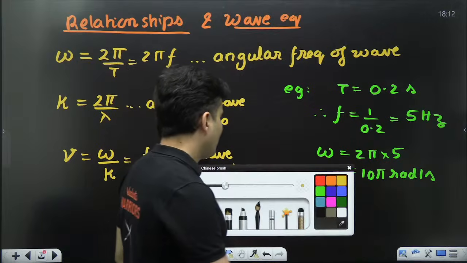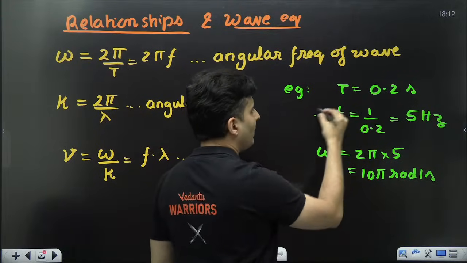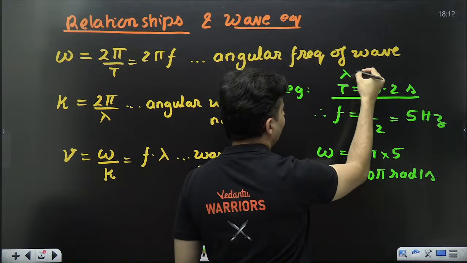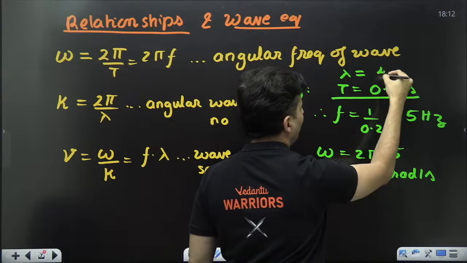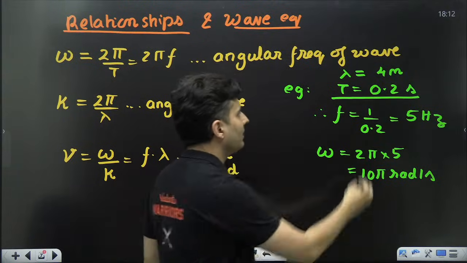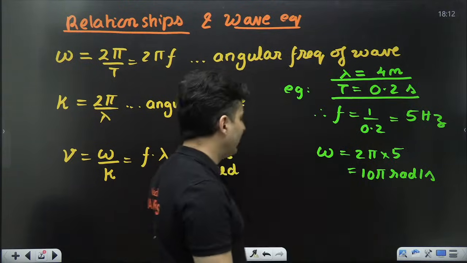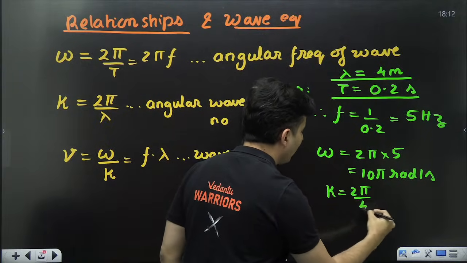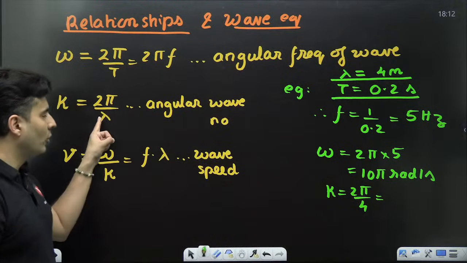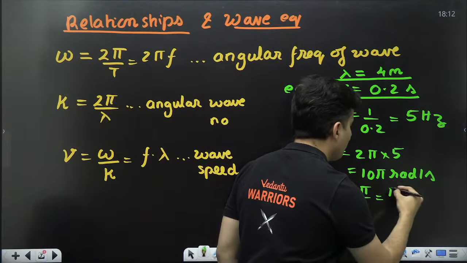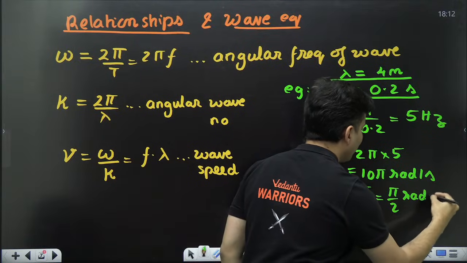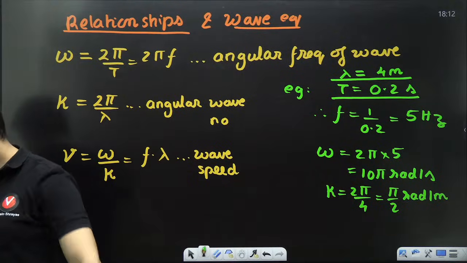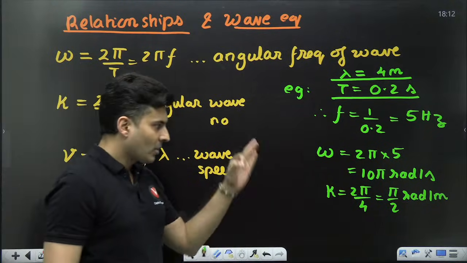So say for this example sake itself, apart from the time period, I also tell you that the wavelength is, example, 4 meters. Can I find the value of k? Yes. It will be 2 pi by 4, lambda is 4. So that will be pi by 2, but the unit will be radian per meter. Everybody with me? Awesome. Very nice.